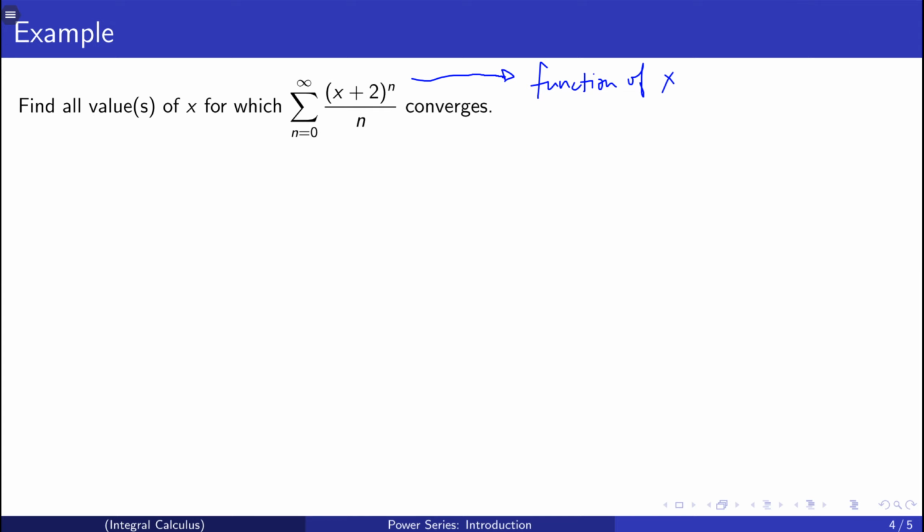Well, this is where our other tests for convergence come in. And in fact, when you're testing power series for convergence, one of the more important tests that you're going to be using is the ratio test, because of this (x + 2)^n term. Because if you take the (n+1)th term and divide it by the nth term, you're basically going to be left with a single factor of x + 2. So let's try to apply the ratio test and take the limit.